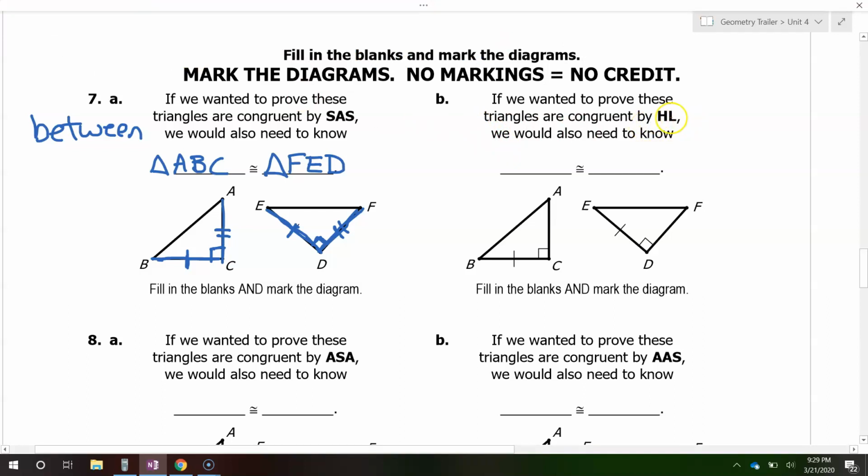Okay, HL stands for hypotenuse leg. So that means the hypotenuse of the triangle has to be marked. And it's not already marked, so we have to add that in. So there's the hypotenuse across from the 90-degree angle. And same on the other triangle, here is the hypotenuse across from the 90-degree angle. Leg, hypotenuse leg. A leg is just any other side other than the hypotenuse. So we see that we have the leg already marked. So this is hypotenuse leg. So that would do it. That would prove that these triangles are congruent.